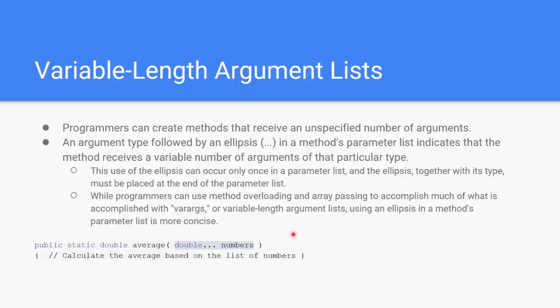Programmers can use method overloading and array passing to accomplish much of what is accomplished by varargs, variable arguments, or the variable length argument list. Using an ellipsis in the method's parameter list is considered to be more concise.